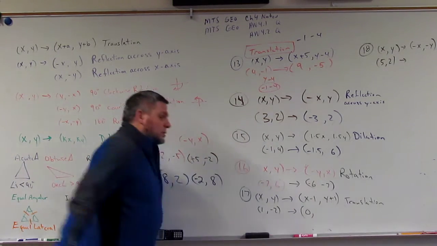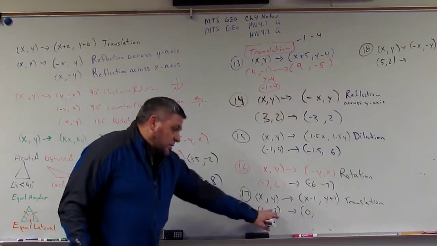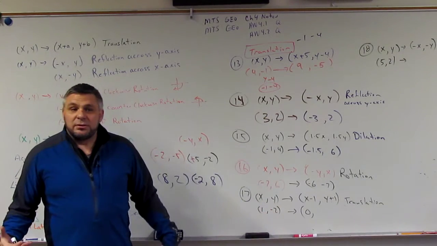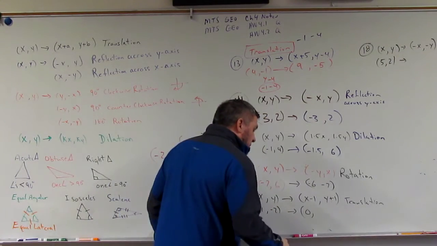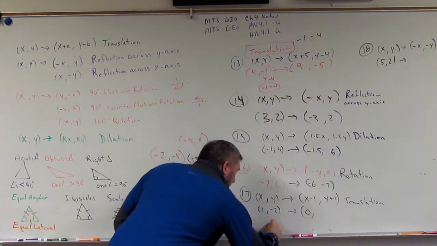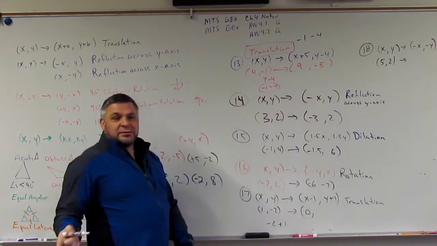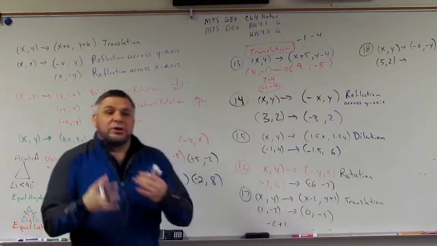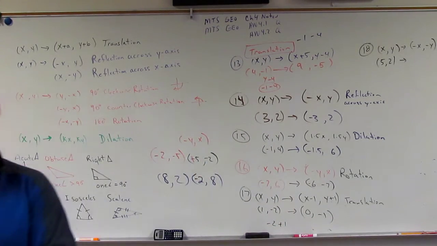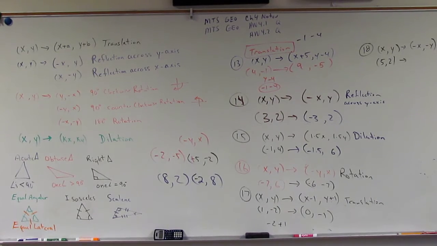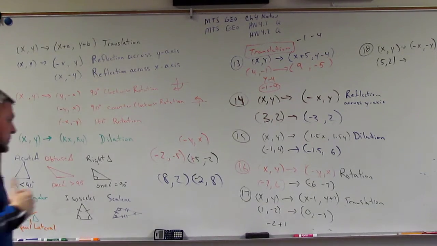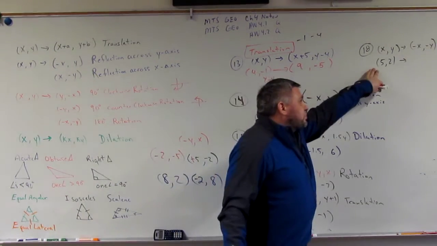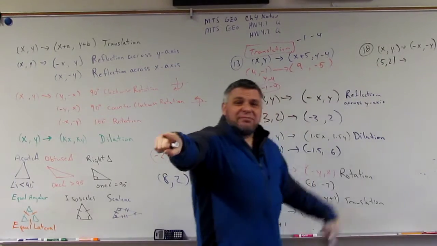Okay, what's the y plus 1? So negative 2 plus 1? Negative 1. Right? Because when the signs are different, we take the difference and keep the sign of the greater number. Okay? Good. This one, they both became negative.